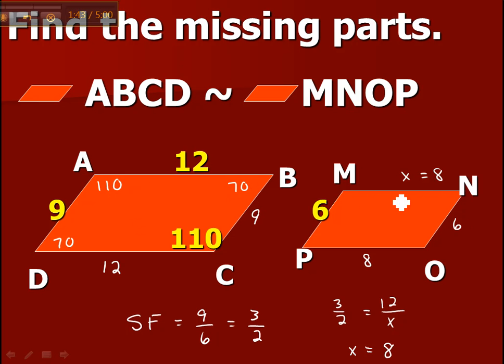Now for the angles in the second parallelogram, I'm not going to set up a proportion. We said corresponding angles are congruent. Angle A corresponds with angle M, angle B corresponds with angle N, angle C corresponds with angle O, and angle D corresponds with angle P. So we bring in lots of different concepts in these problems.